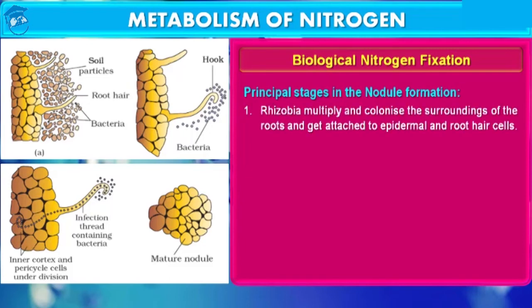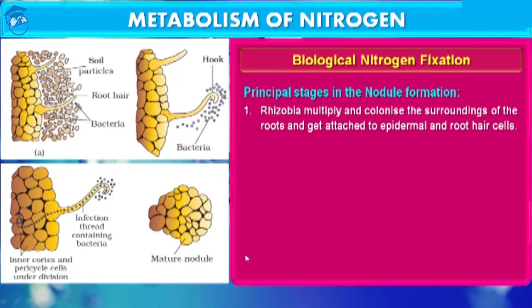See, this is the rhizobia. They multiply and colonize the surrounding of the root, and they get attached to the epidermal and root hair cells. See, these are the root hair cells and these are the soil particles, and these are the bacteria. The bacteria go closer to the root hairs, and thus enter the plant body by inner cortex and pericycle cells under division. This way they infect the plant body, and thus form a mature nodule.